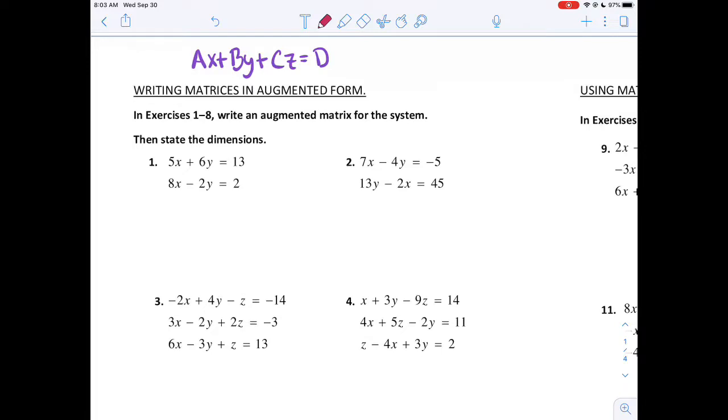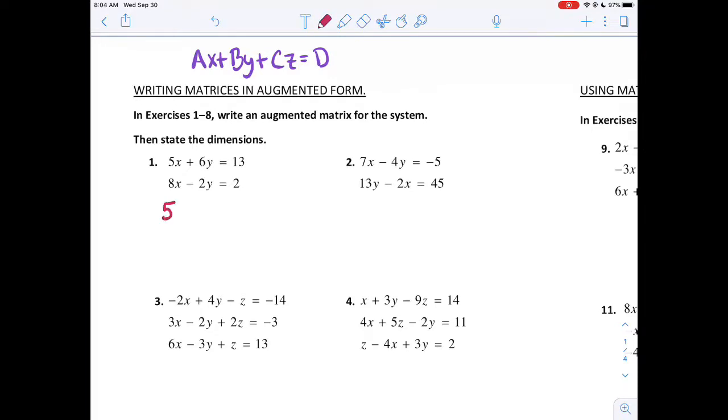We have 5x plus 6y equals 13, 8x minus 2y equals 2. Those are already in standard form, and that's what we're looking for. We want our x's first, y's, z's if we have them, constants on the right. Remember that a matrix is only going to have constants and coefficients.